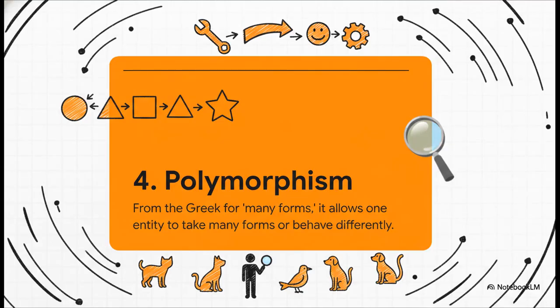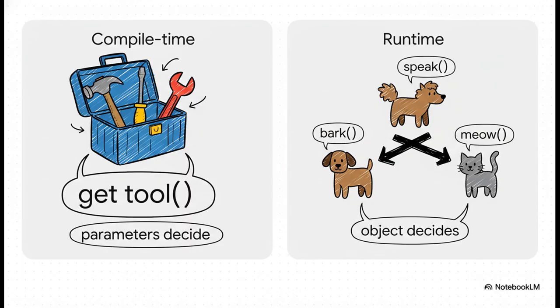And now for our final pillar, which has this really cool name: polymorphism. It actually comes from the Greek words for many forms, which is a perfect description. It's this incredibly powerful idea that a single action or method can behave differently depending on which object it's being used on. So this idea shows up in a couple of key ways.